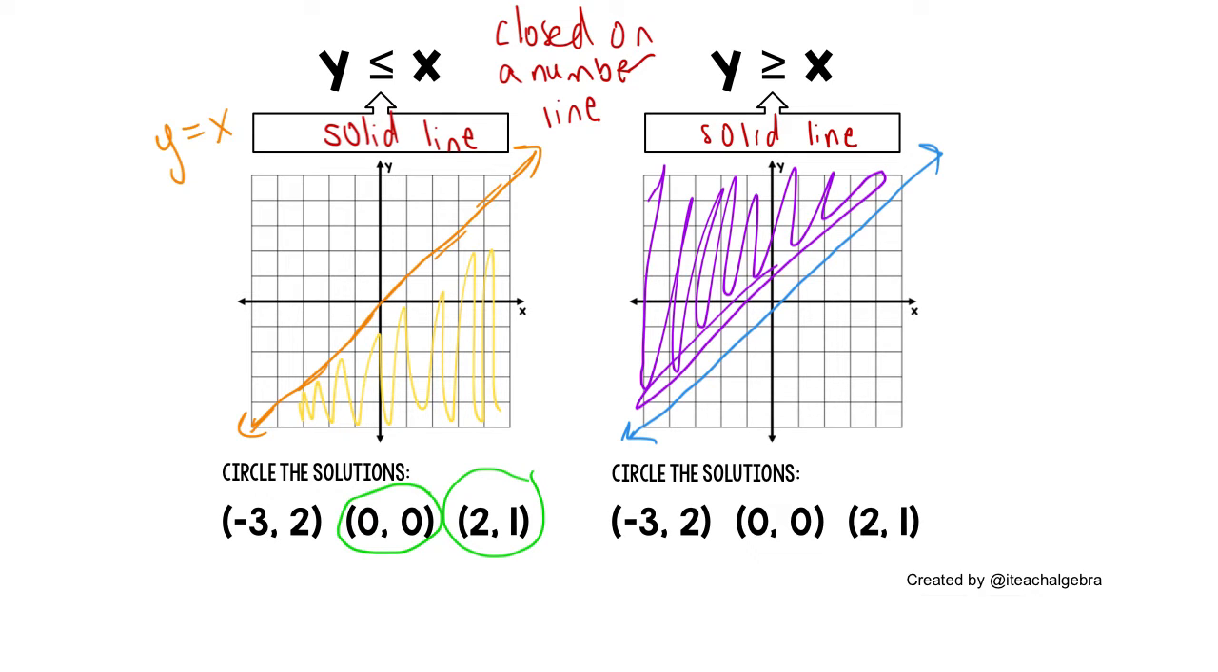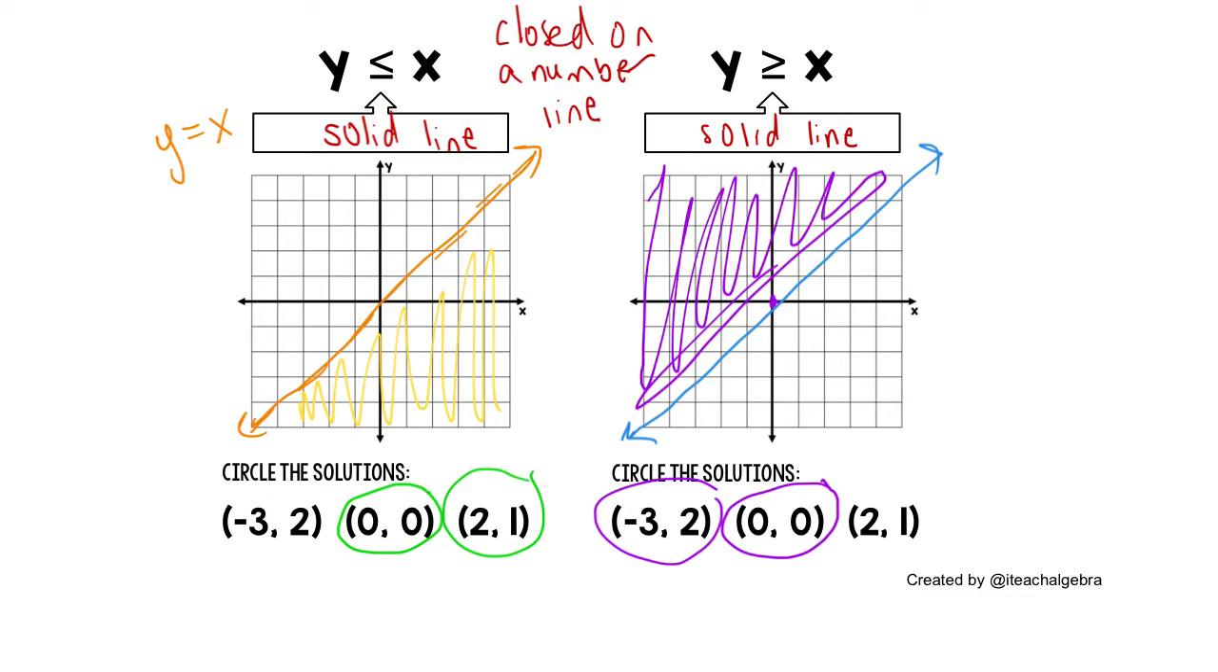Let's check our points for solutions. -3, 2, 3 left, 2 up. That is in the shaded area. That is definitely a solution. 0, 0 right here. It is also on the line. It is a solution. Lastly, 2, 1. That is not on our line or in the shaded zone. That is not a solution.